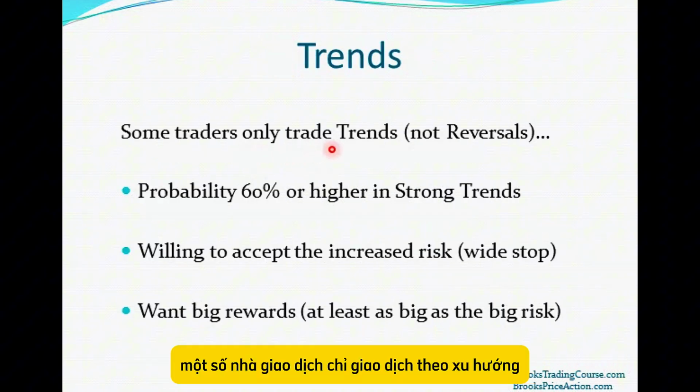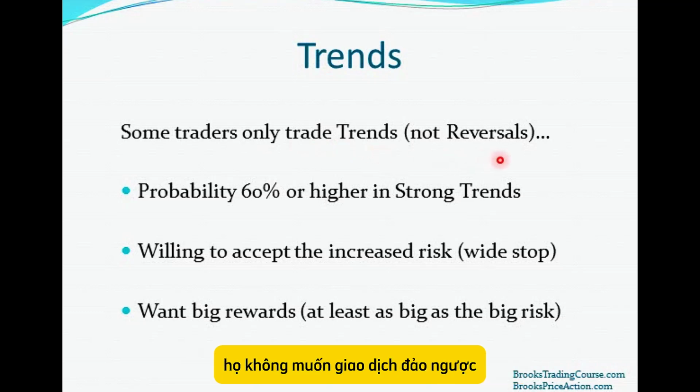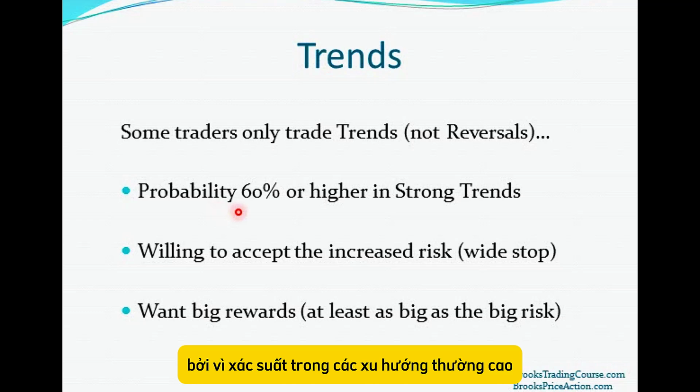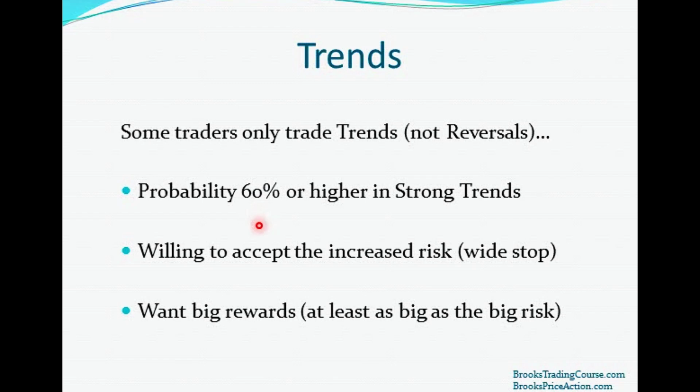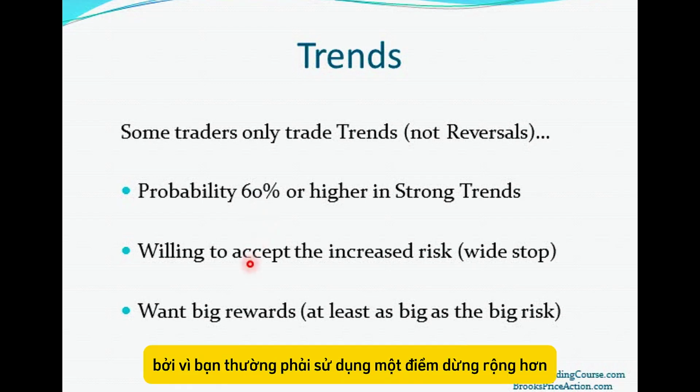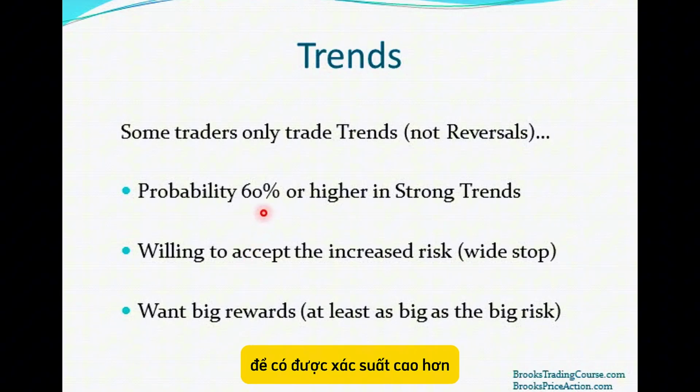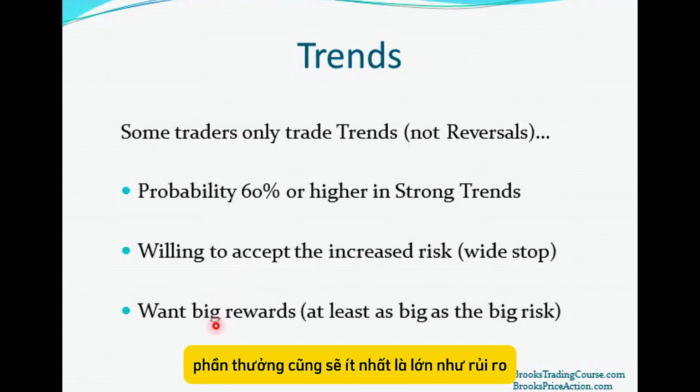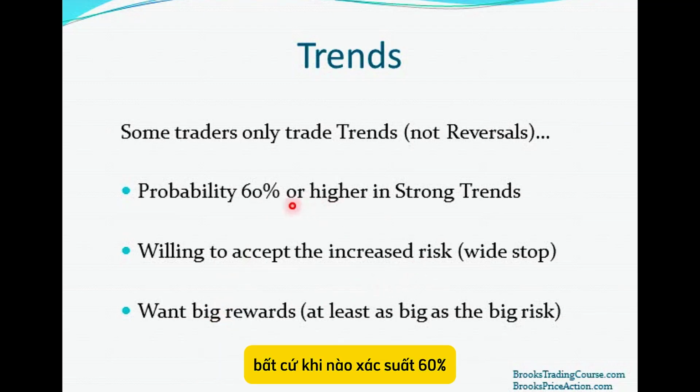Some traders only trade trends. They don't want to trade reversals because the probability within trends usually is high, 60% or higher, that the trend will continue. The risk, however, is often greater because you usually have to use a wider stop, and that's the price you pay to get the higher probability. The rewards also will be at least as big as the risk. Whenever the probability is 60%, usually the reward is equal to about the risk.